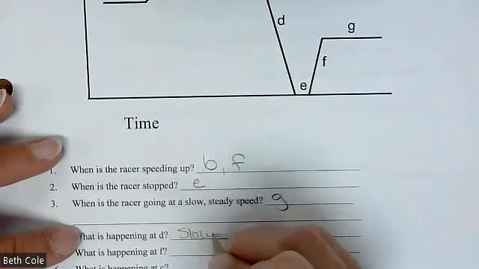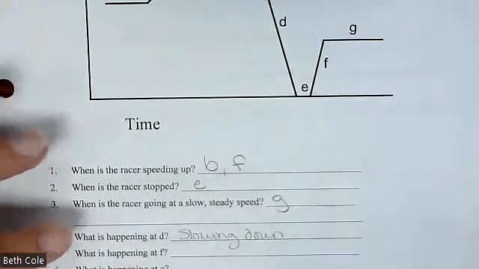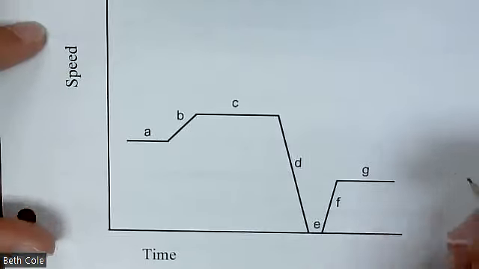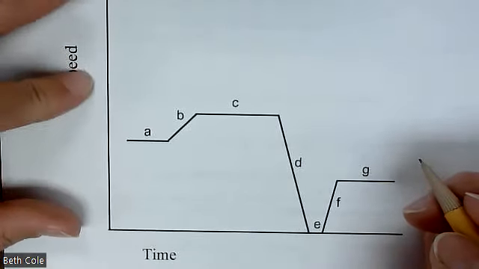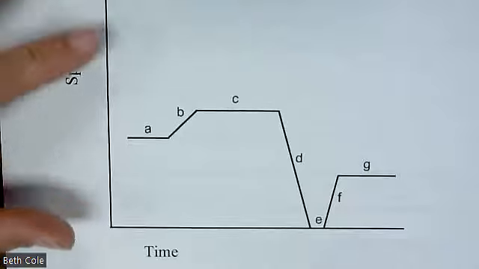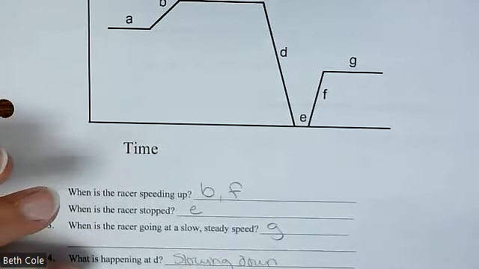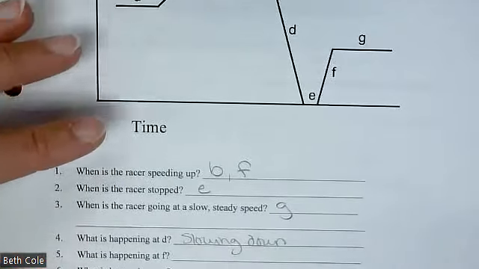Slowing down. Yeah, now that is a subtle difference. This is a speed graph, not a velocity graph. And we're going to talk about that. Okay. Again, I got this from a 4th grade classroom.